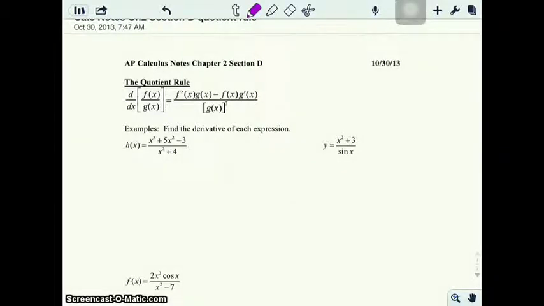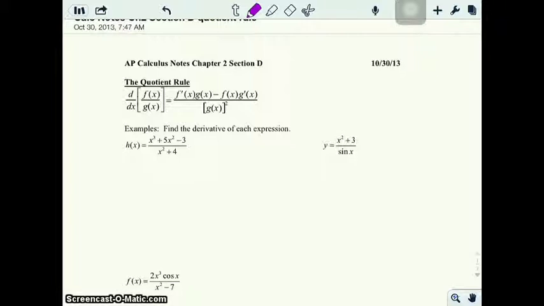Hello guys, this is a video for quotient rule. Basically, like its name, quotient rule is division. How do you take a derivative when you have a function dividing another function? And well, I'm going to show you how.